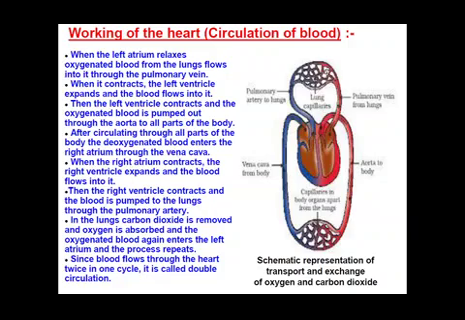The oxygenated blood again moves through the pulmonary vein and enters the heart, and the whole process of circulation of the blood is carried on. The whole process repeats. So since the blood flows through the heart twice in one cycle in human beings, this is known as double circulation.